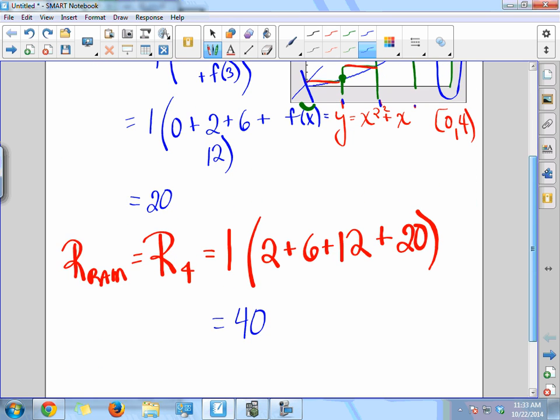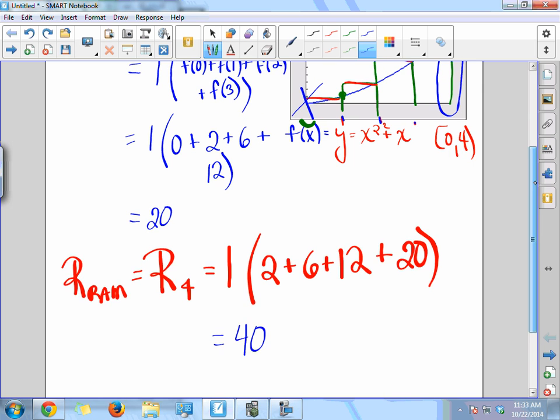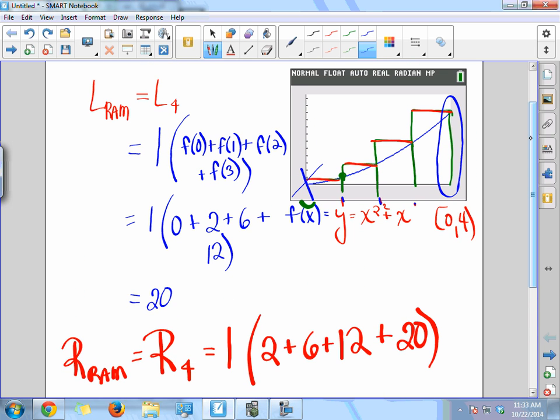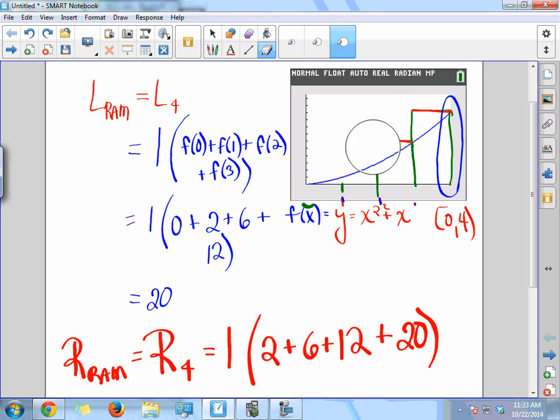So we have 2 others that do a little bit of a better job of approximating. One, let me erase this again, is going to be what we call the midpoint.